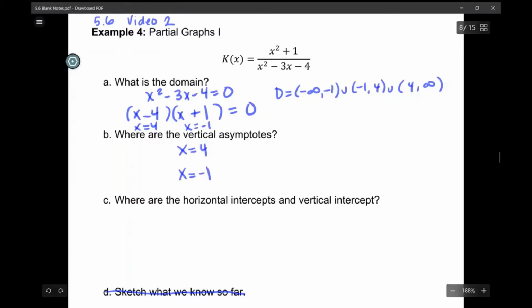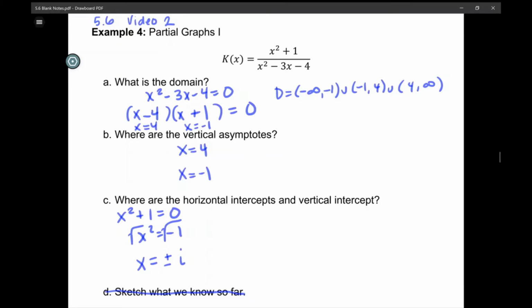What are the horizontal intercepts? Now remember, that's where we solve x squared plus 1 equals 0, where the numerator equals 0. Let's solve this. We can use the square root method. X squared equals -1. I'm already getting concerned. Take the square root of each side, and we get x equals plus or minus i, the imaginary number, equal to the square root of -1.